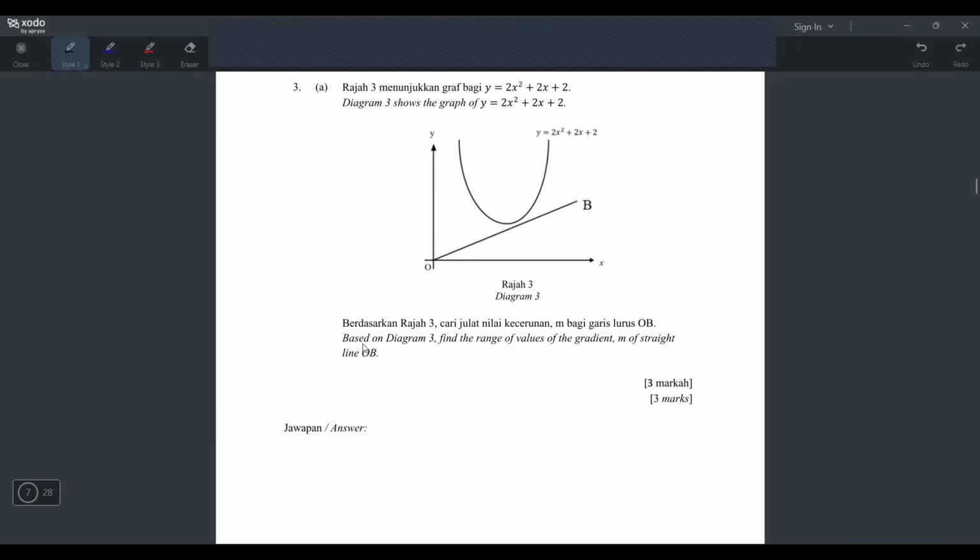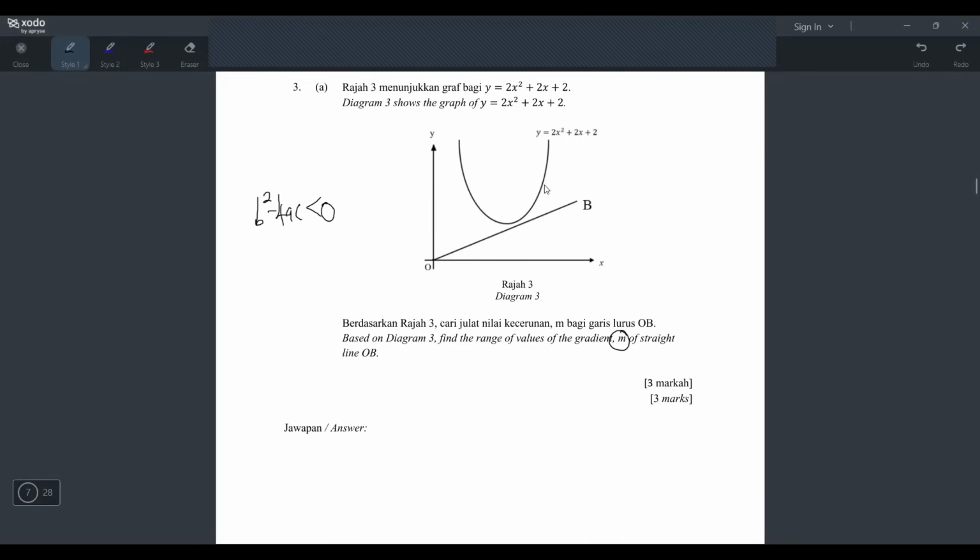Let's see what they say down here. Based on diagram 3, find the range of values of gradient m of straight line OB. If you look at this curve and this line, they never touch. When they never touch, it means you have to do b squared minus 4ac smaller than 0. But you cannot straight away take the curve equation and do it. You have to find the equation of the straight line and do simultaneous equations first. Then only you do this, right?